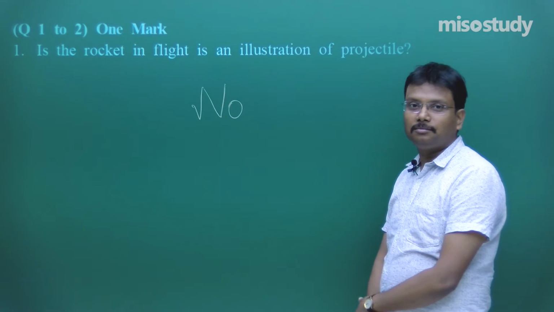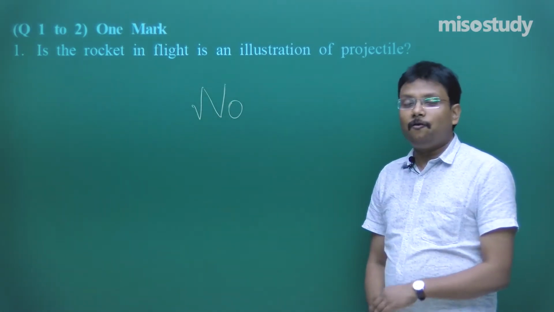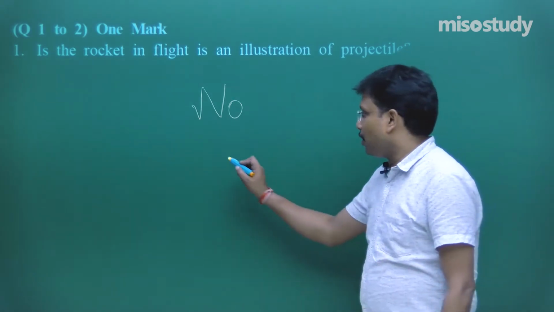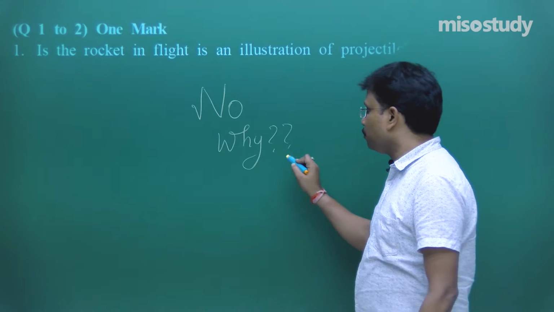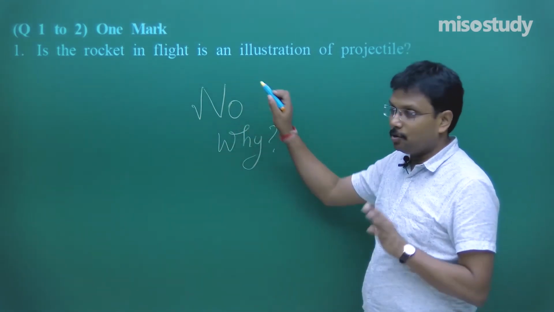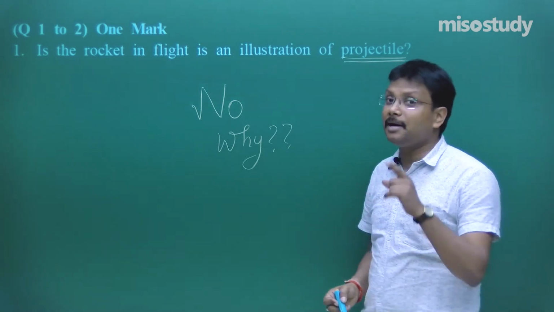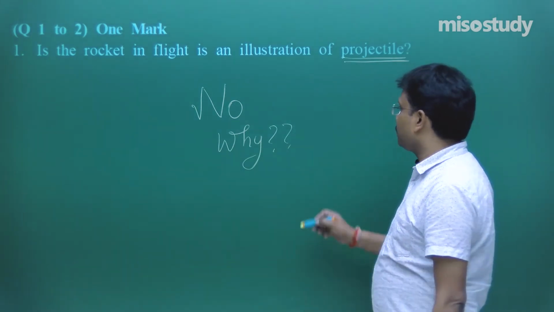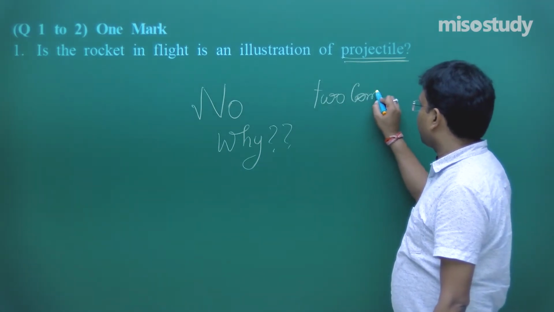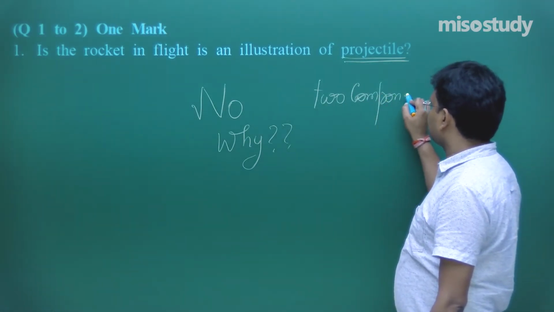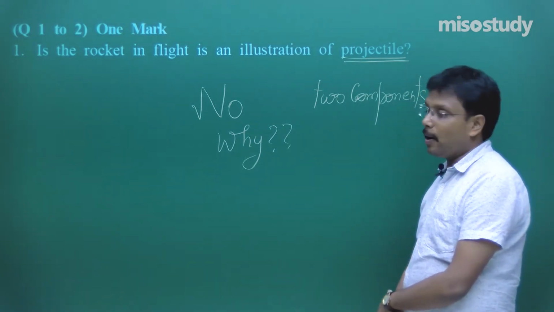No, obviously. Why? This why is for you, it is not for the examination hall. You should know it, only then you can say no. For projectile motion, the utmost important part is what? Two components of velocity. Two components of velocity are required.